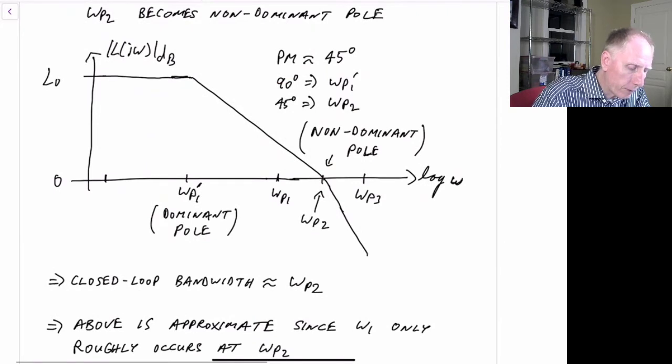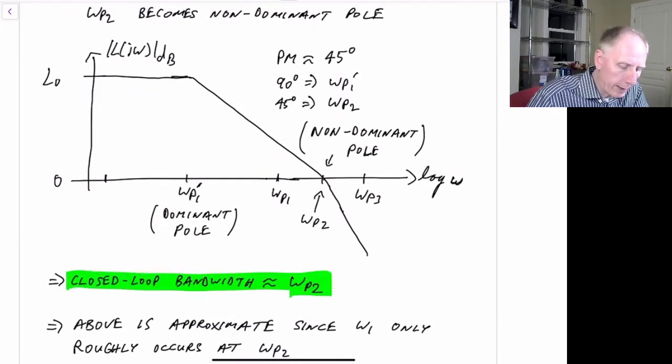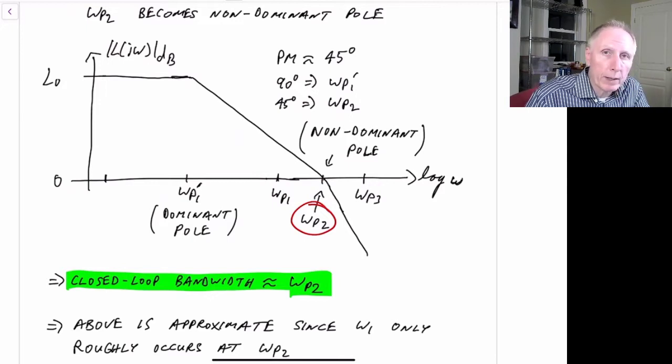Now the benefit of this approach is our closed loop bandwidth, instead of being omega p1, is now omega p2. So it's increased. We've made a faster circuit by just being a little smart about how we move a pole rather than adding an extra pole.